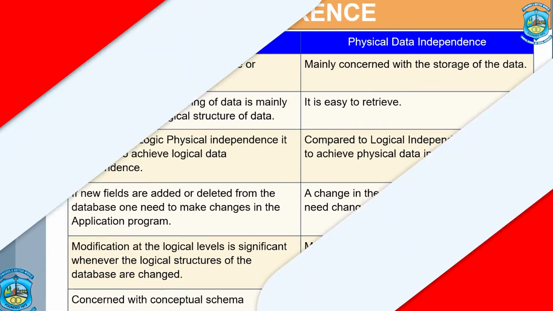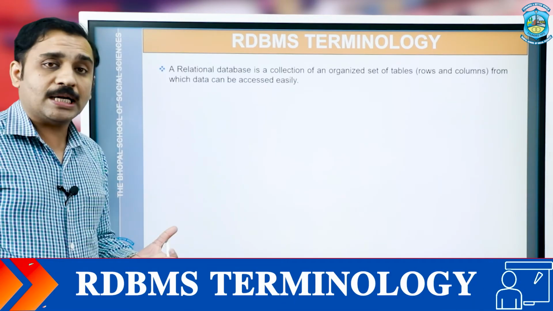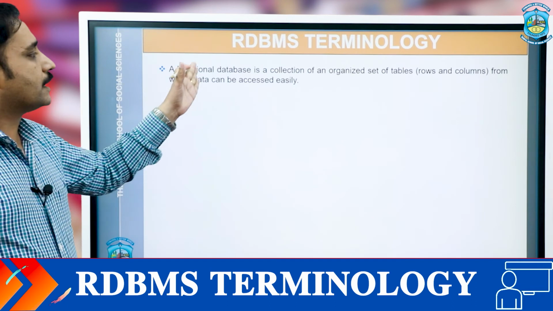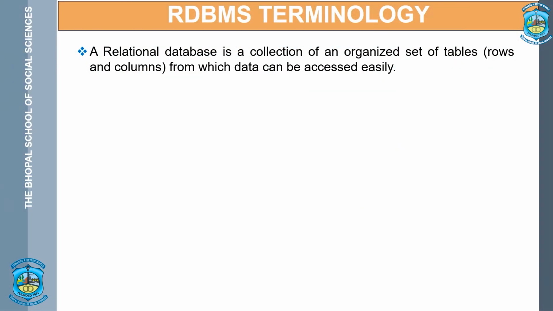Now we will see some RDBMS terminologies that we frequently use. So what is RDBMS? A relational database is a collection of an organized set of tables, or we can say rows and columns, from which data can be accessed easily. This is the most frequently used representation of data, in which we store the data in terms of tables.